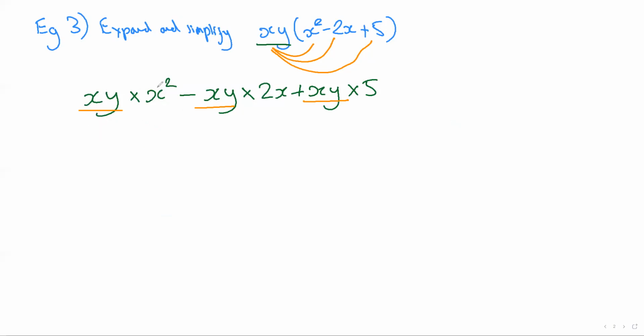So x squared times x is x cubed. So we get x cubed y. And then here we have an x on the right, so that multiplies with this x to give us x squared. So we get minus 2x squared y. It doesn't matter which order you put the x's and y's, but we tend to do it in alphabetical order. And with the third term, we're just multiplying xy by 5. So we get 5xy, like so.